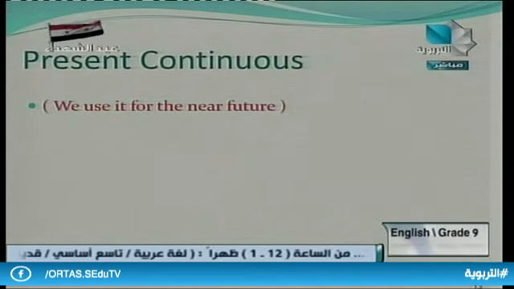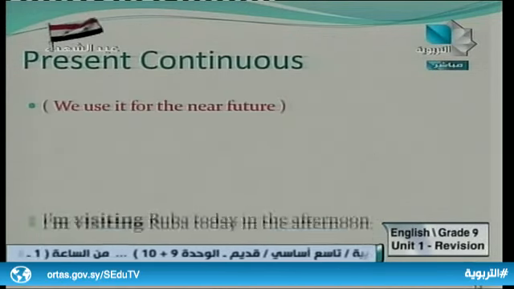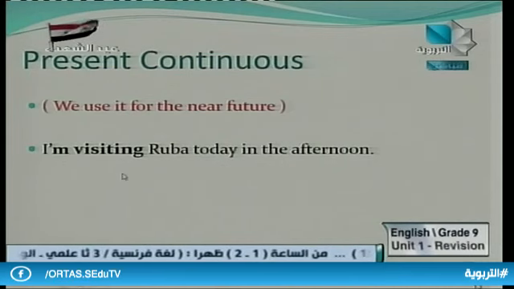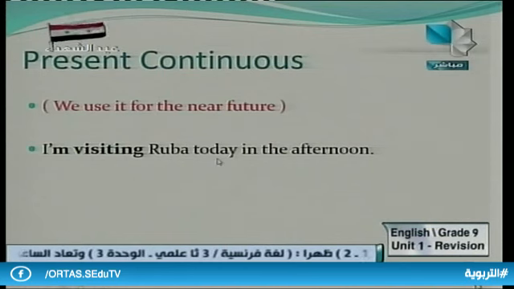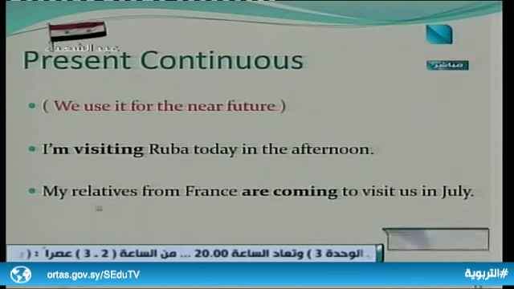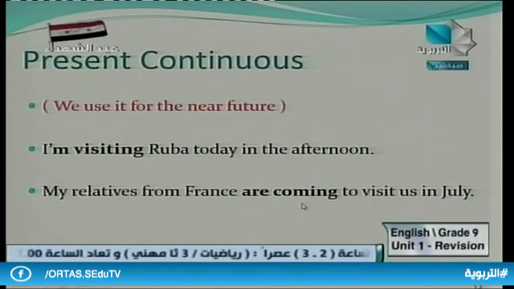We also use the present continuous for the near future. It can be used to express the near future. Example: I'm visiting Ruba today in the afternoon. It means in the near future, I'm visiting Ruba. My relatives from France are coming to visit us in July.